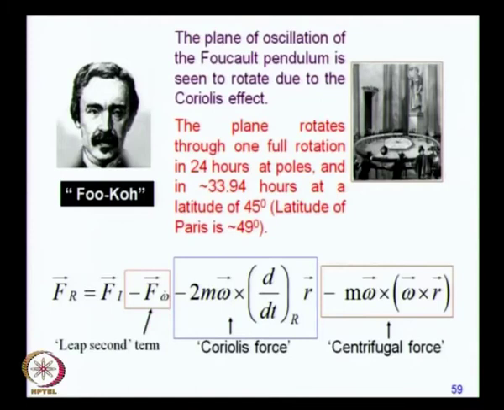Now, this was demonstrated by Foucault in what is known as a Foucault pendulum, and this was a wonderful experiment that was done in France, and what this experiment did was to demonstrate that the earth is actually rotating, because you and I do not see the rotation of the earth, do we? We just sit here and we see the rotation of the sun and the moon around us, and only if we were to stand outside, we would see the rotation of the earth. So, we do not really see the rotation of the earth.